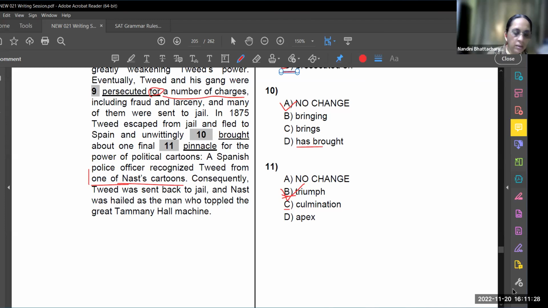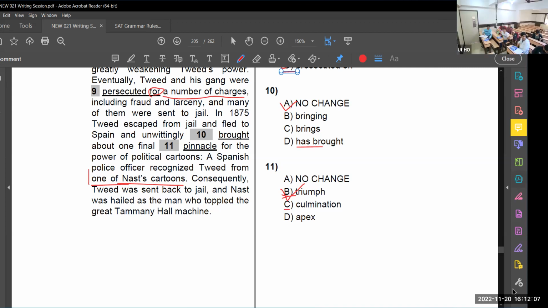Session 17 and 18, how many passages? Let's see. Session 17 has 3 passages. How much time will you take for one session? 7 minutes per passage. 3 passages, 21 minutes, right? So you will put a timer on.